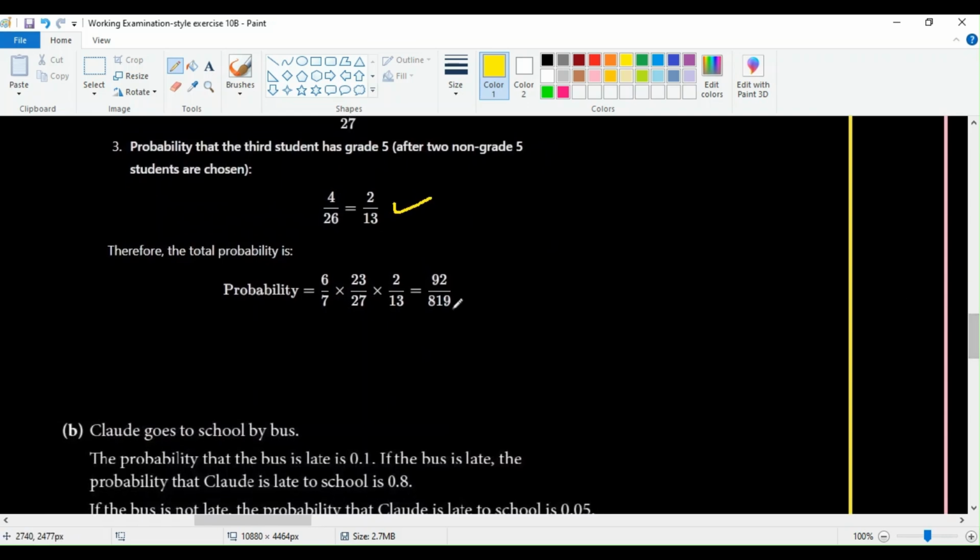Now comes the calculation part. 6 over 7 times 23 over 27 times 2 over 13 is going to give you 92 over 8 over 7, which is given in the book itself.